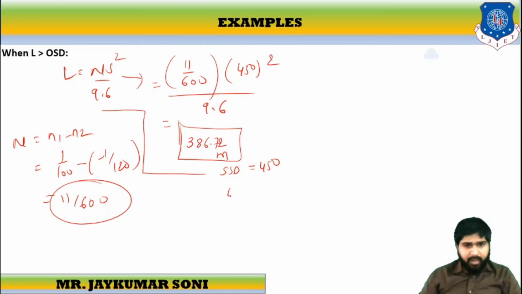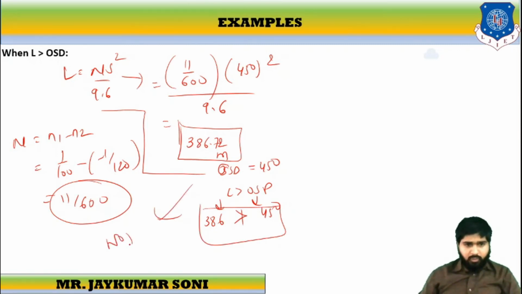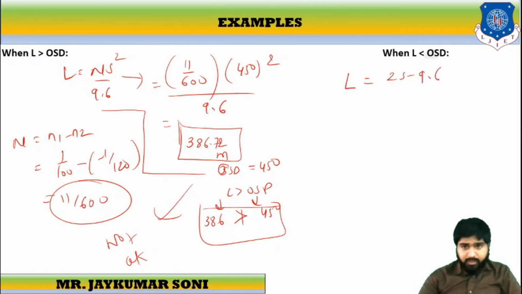Now the value of OSD is 450. We have assumed L is more than OSD. The OSD value is 450, and the L value is 386. 386 is not more than 450, so this is not okay. Now we'll consider the other case where L is less than OSD. The equation for this is L equals, it will be flipped over here, 2S minus 9.6 by N.